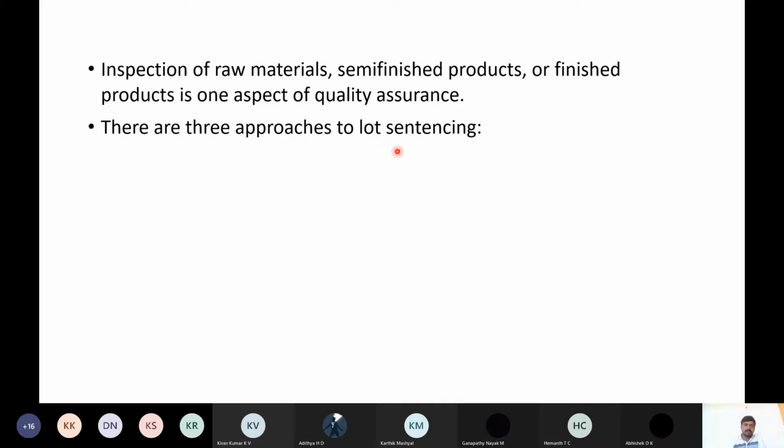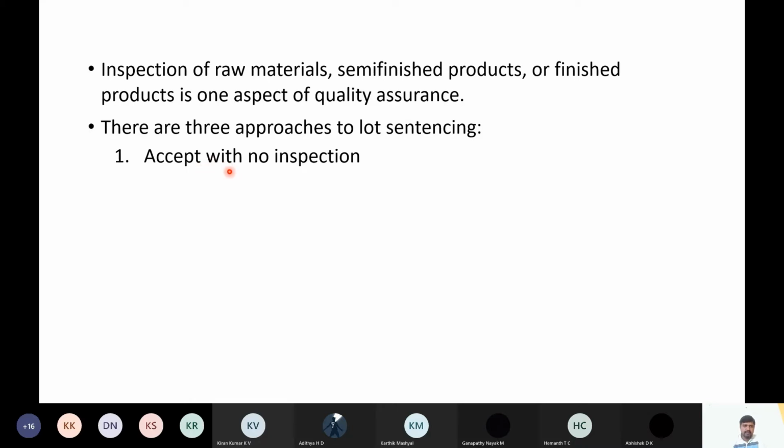So there are three approaches to lot sentencing. Lot sentencing means judgment regarding the quality of that lot: whether it is acceptable, whether it needs further evaluation. We can make decisions like that. That is called lot sentencing.